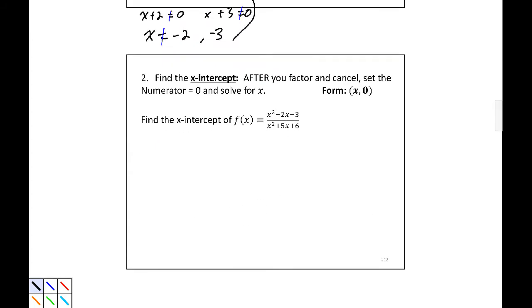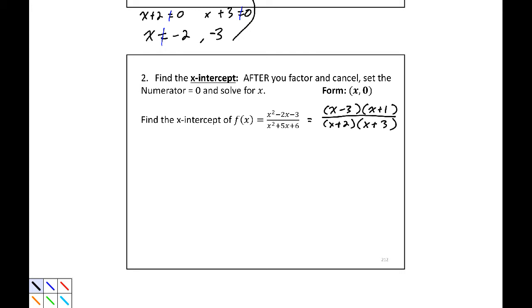Step 2, find the x-intercept, or x-intercepts. After you factor and cancel, set the numerator equal to 0 and solve for x. Now notice this is the same function. So we've already factored the denominator as x plus 2 and x plus 3. And our numerator will factor as x minus 3 and x plus 1. Now there are no factors that cancel, but if some factors cancel, that actually tells you what are called removable discontinuities, or holes in your graph.